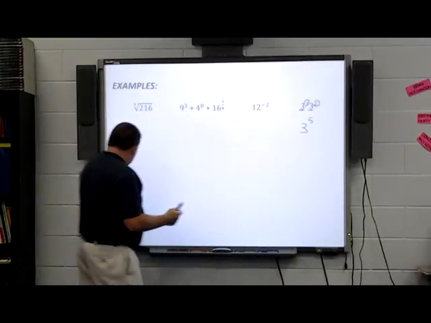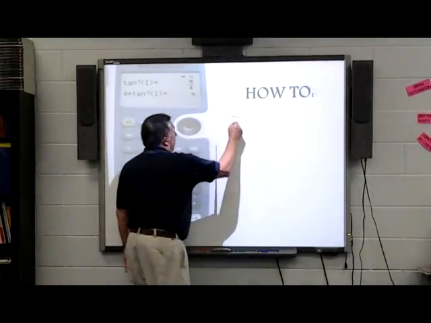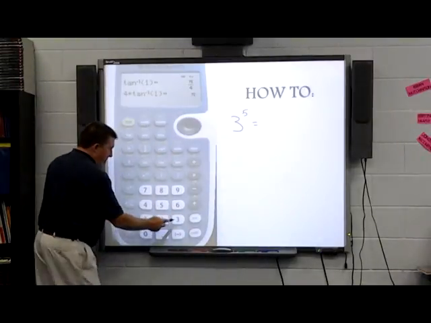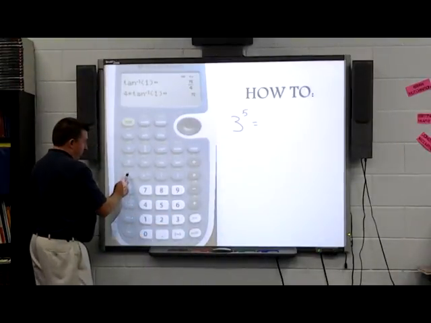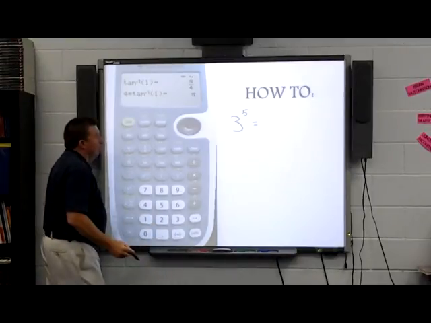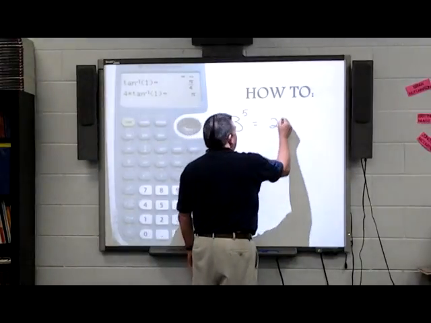To do that on the calculator, 3 to the 5th power. I hit the 3, upside down V to the 5th power, and hit enter. So that's 3 to the 5th power, 243, because I didn't remember off the top of my head.